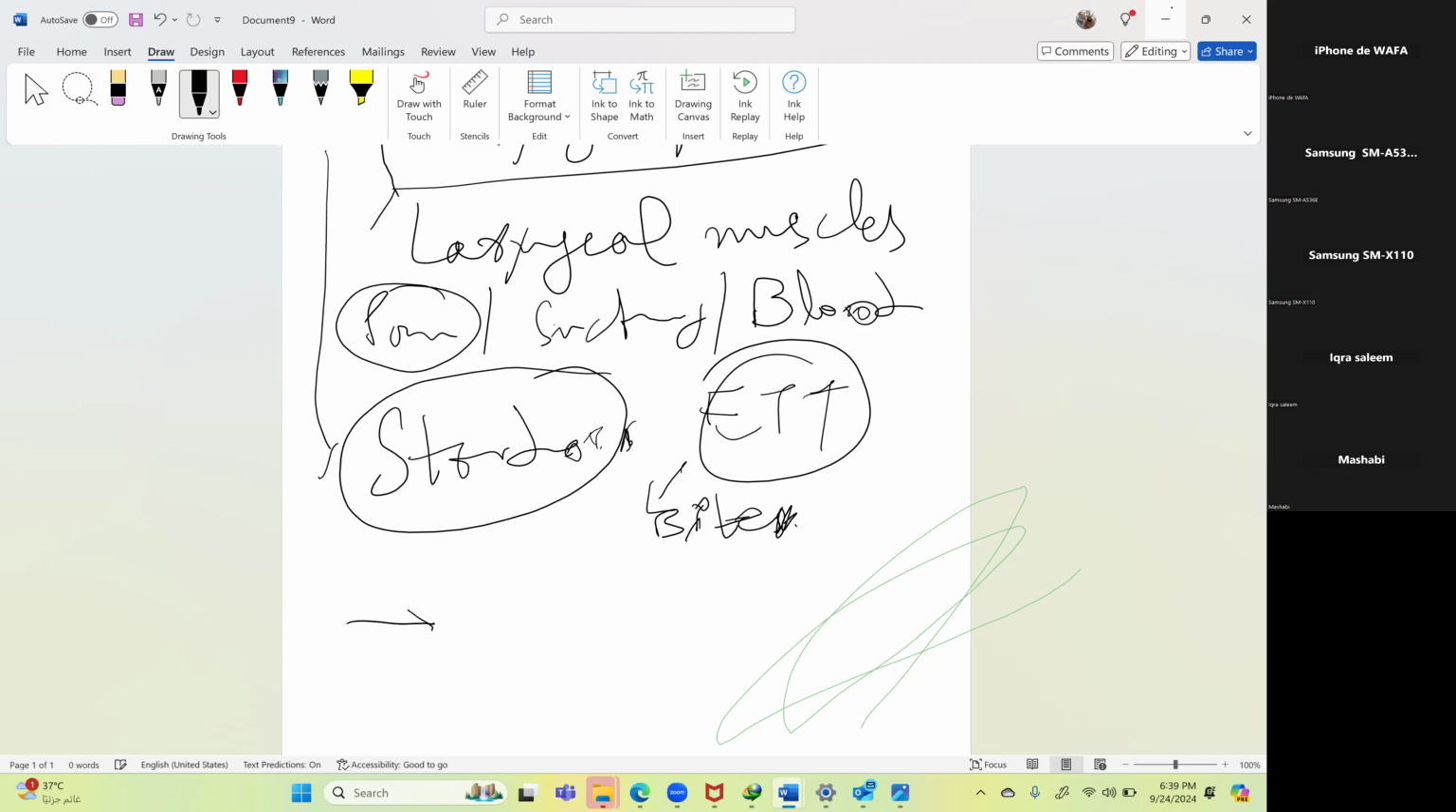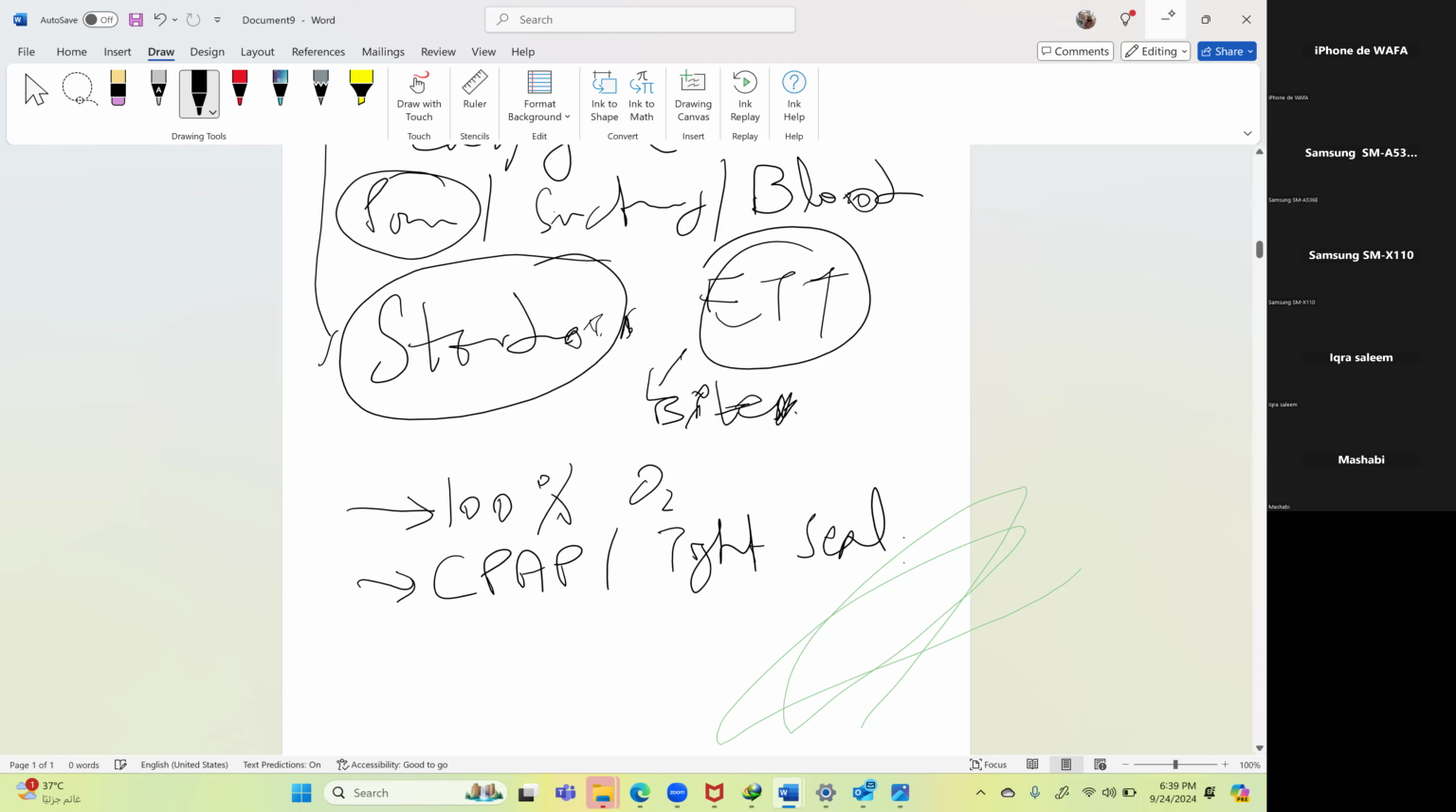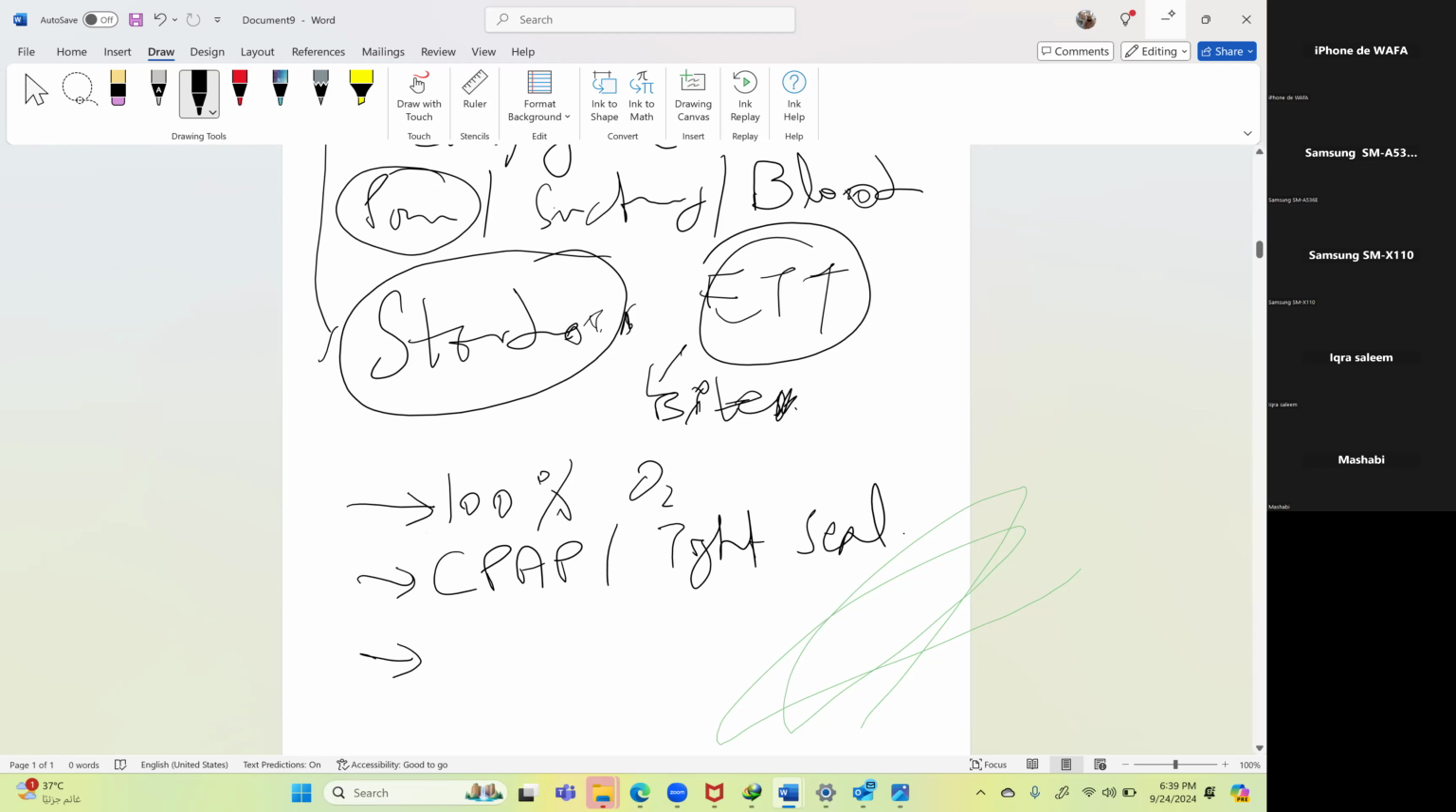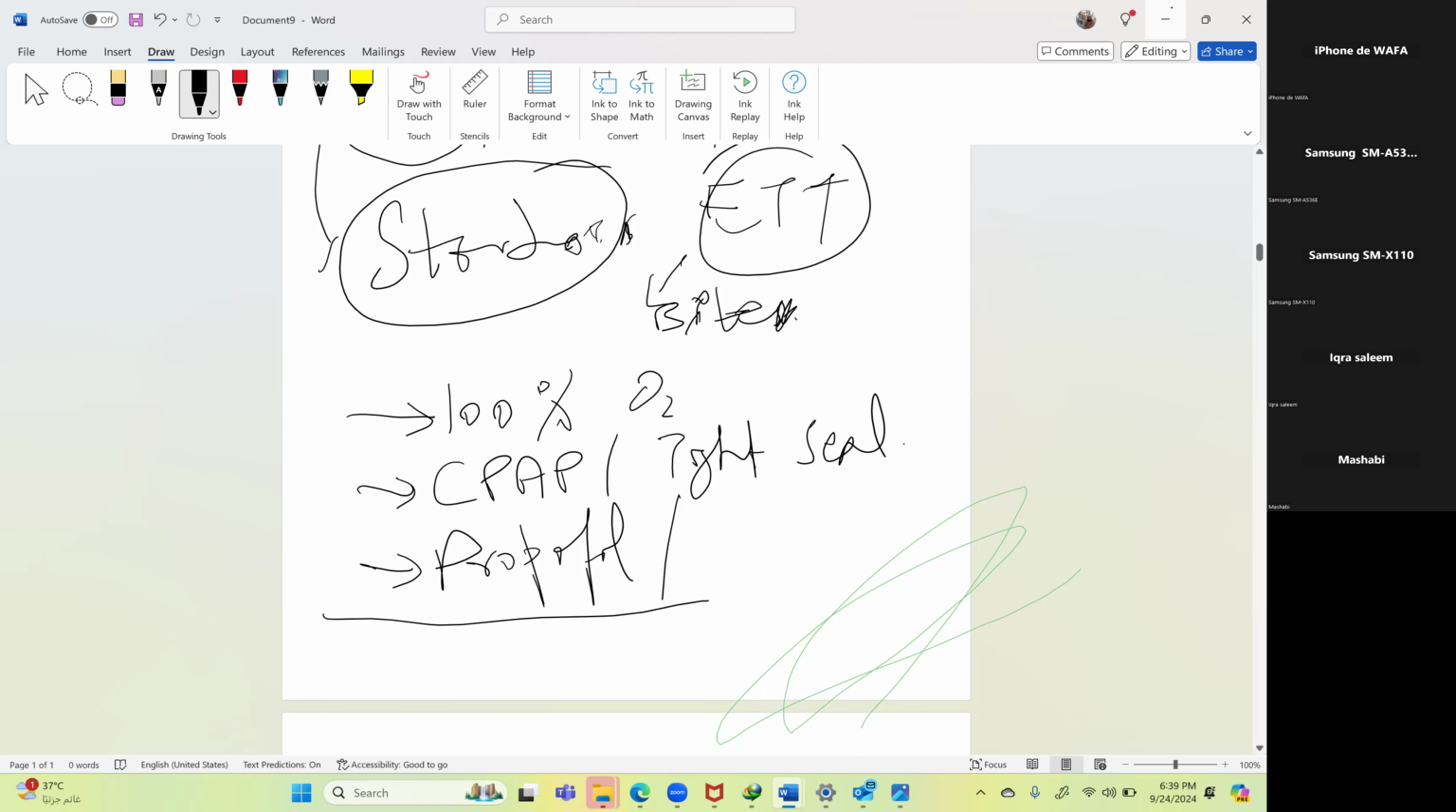Sir, initially 100% oxygen with a tight seal and a good jaw thrust. CPAP. Yes, sir, CPAP, and after that we will deepen the anesthesia, ideally with 10% of the induction dose of propofol. Generally, sir, at this time laryngospasm breaks, but if it's still not broken, we can use a very low dose of muscle relaxant. Okay, you are missing a few things before that.